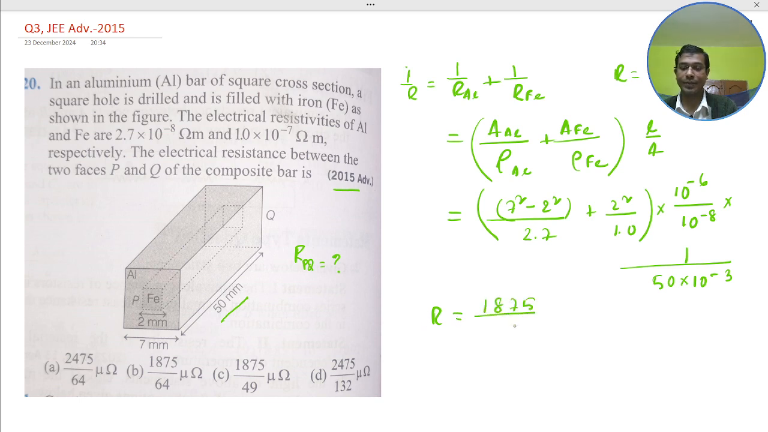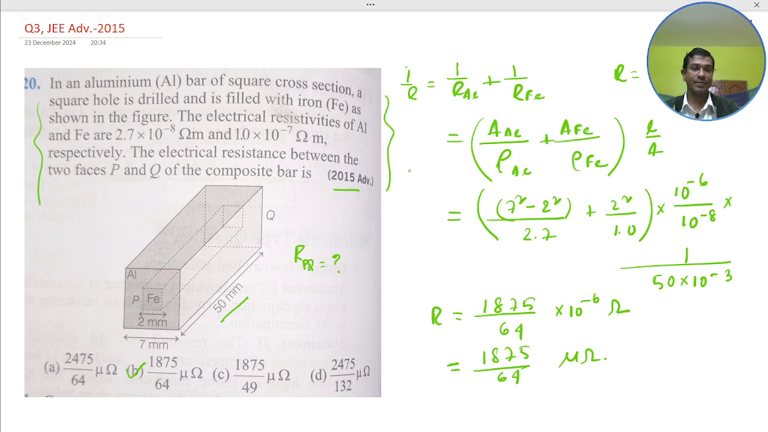1875 divided by 64 into 10 to the power minus 6 ohm is equal to 1875 by 64 micro ohm. So B would be our correct answer, 1875 by 64 micro ohm. JEE Advanced type questions: simply the formula is R equal to rho L by A, but the question is testing the main concepts.